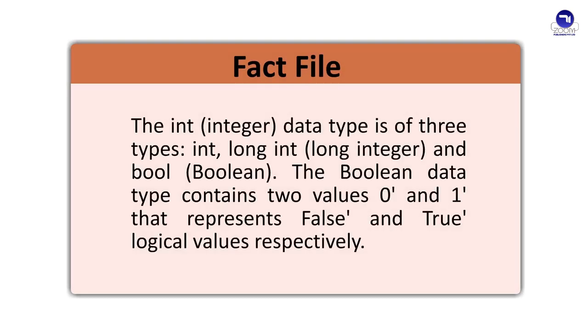Fact file: The int integer data type is of 3 types: int, long integer, and bool, boolean. The boolean data type contains 2 values, 0 and 1, that represent false and true logical values respectively.